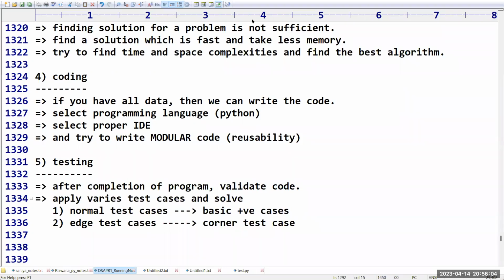Sir, testing also depends on the constraint. The constraint is nothing but a limitation. Yeah, definitely, right, sir. Yes, definitely, because testing depends on constraints only.